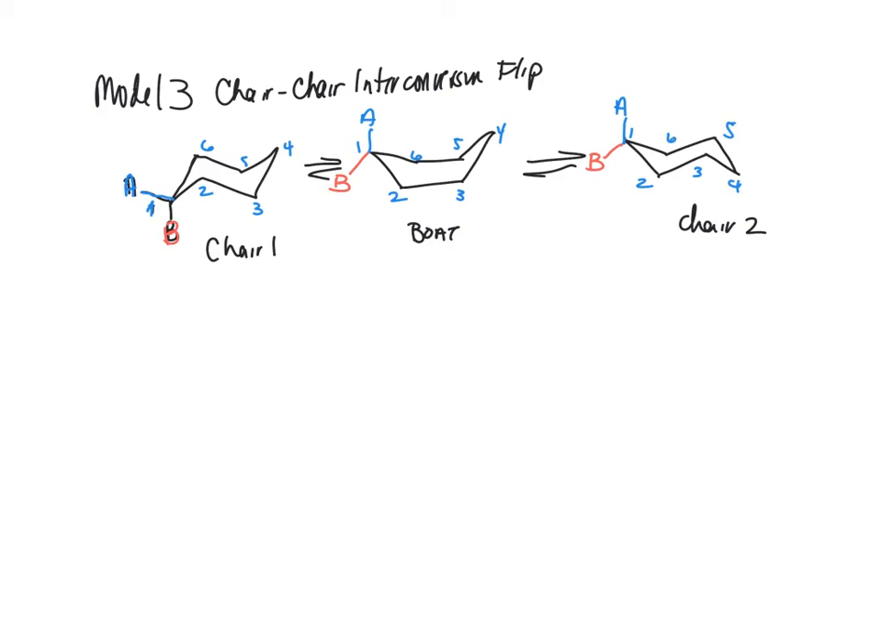All right, now let's answer our questions. 11. In chair 1, group A is, what would that be labeled? Equatorial up. So E up. So equatorial.